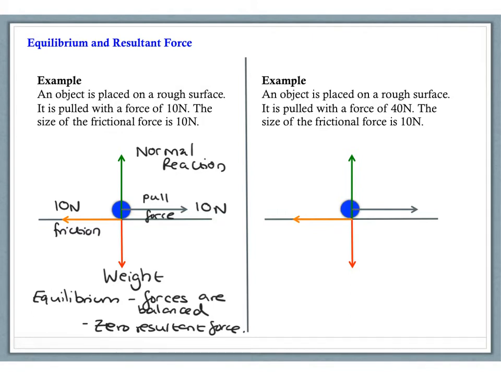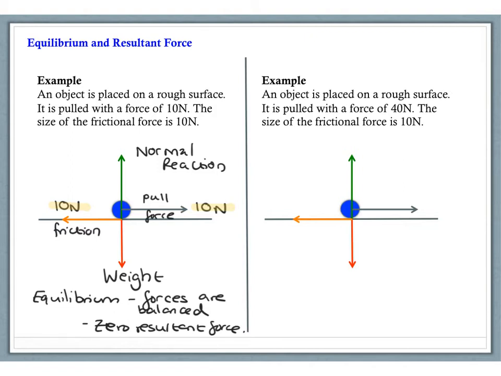We can see that the forces pulling the object forwards are equivalent to the forces resisting that motion in the opposite direction, so there is no overall resultant force in that horizontal direction which would allow the object to move forward. Let's look at a second example.